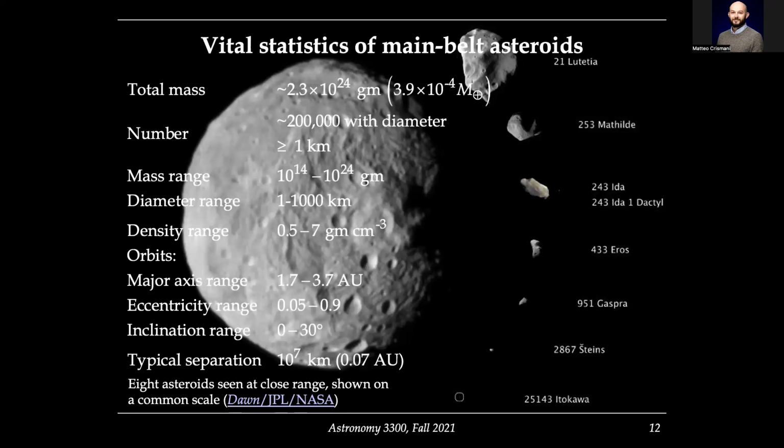Okay. So let's have a look at some asteroids really quick. We're going to apply some of our knowledge. If you take all of the asteroids and you add them all up, this is how much matter you get. Is that big or small? Small. Anyone have a sense for how big that is?